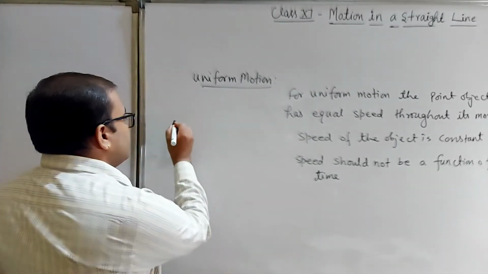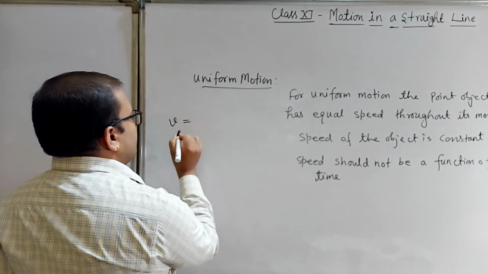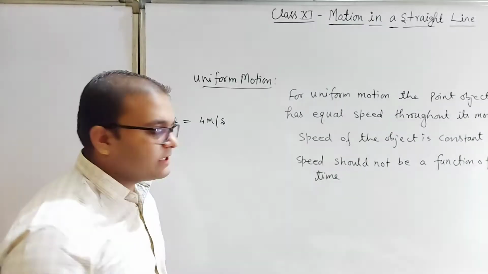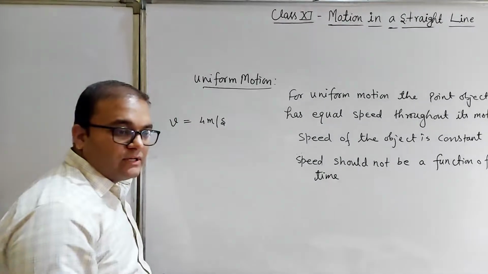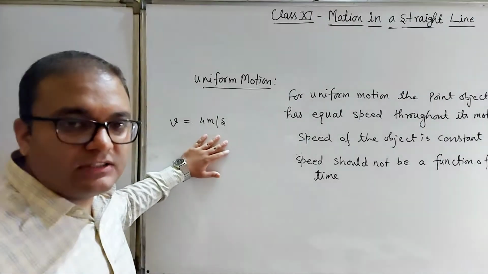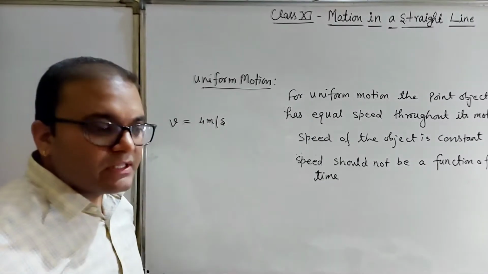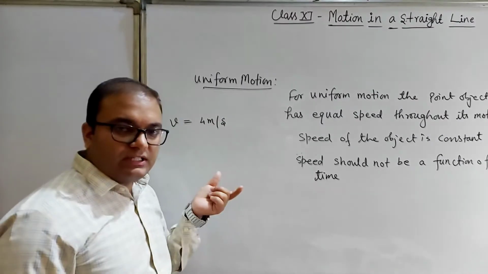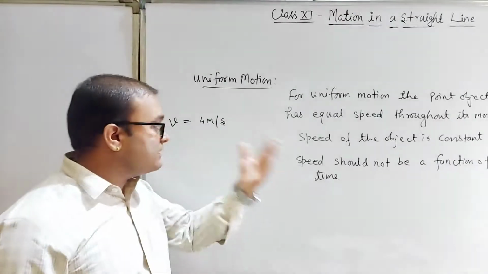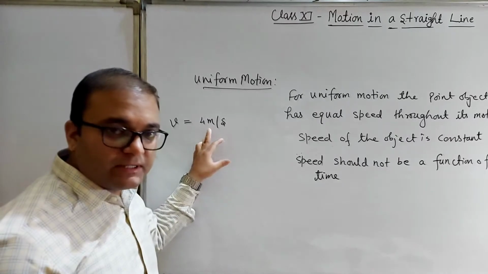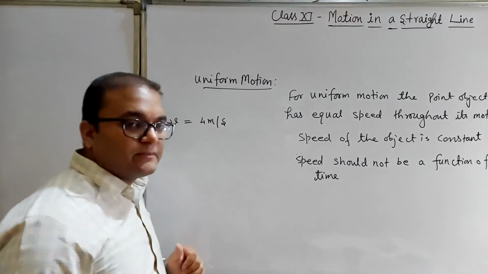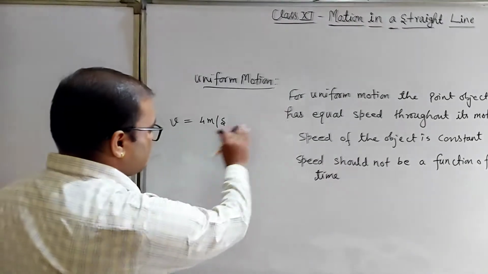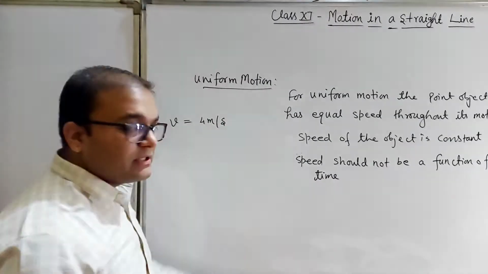Suppose v equal to 4 meter per second. It shows that the velocity is constant and not depending on time. At t equal to 0 second, the velocity is 4 meter per second. After 1 second, the same 4 meter per second. After 2 seconds, 4 meter per second. 3, 4, 5, 6, 7, 8: as time passes, the speed is constant, 4 meter per second.